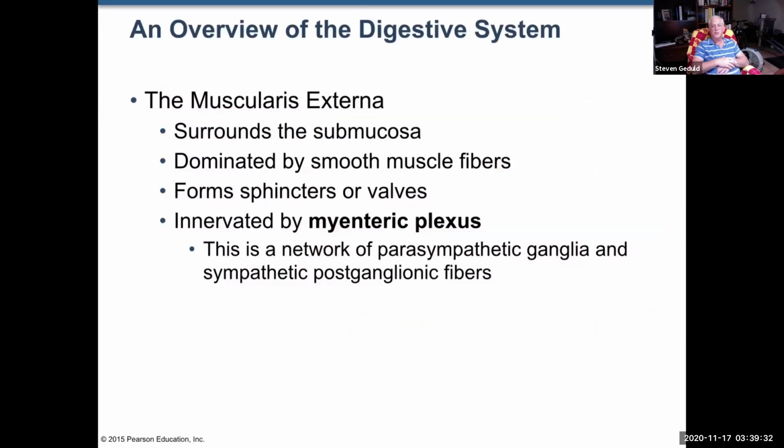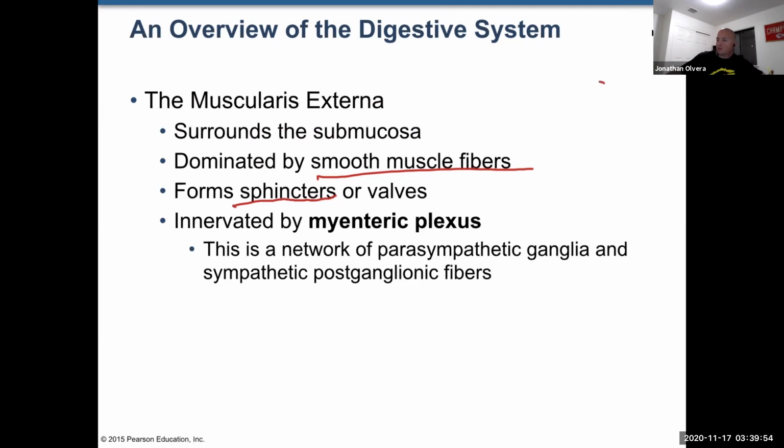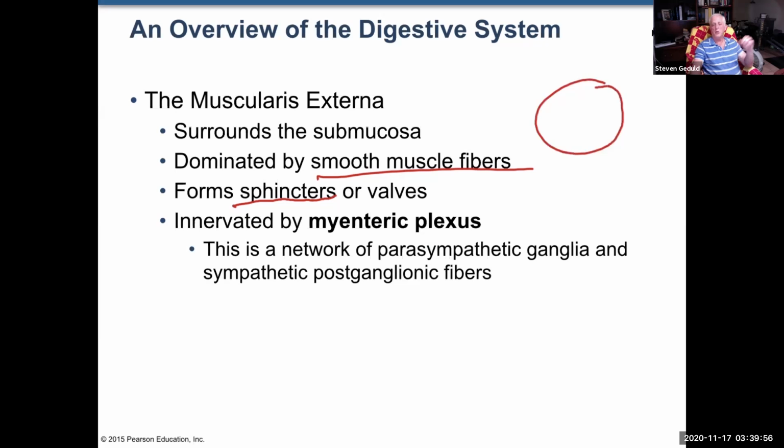The muscularis externa is the next layer. This one surrounds the submucosa. It's dominated by smooth muscle fibers. That's what allows the intestines to contract. It forms sphincters and valves. A sphincter is what kind of muscle? Sphincters are? Circular. Circular, perfect. That's your sphincter muscle. It closes off or it opens up and allows food to pass, or closes and prevents the passing. That's what forms your sphincters, the smooth muscle of the muscularis externa.